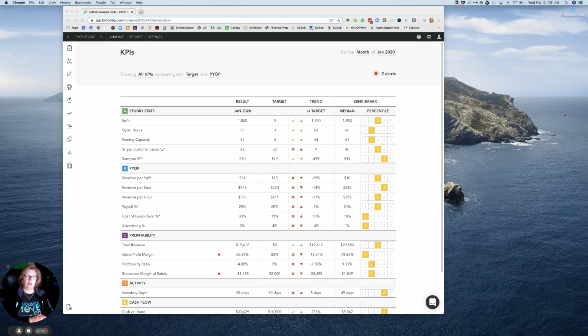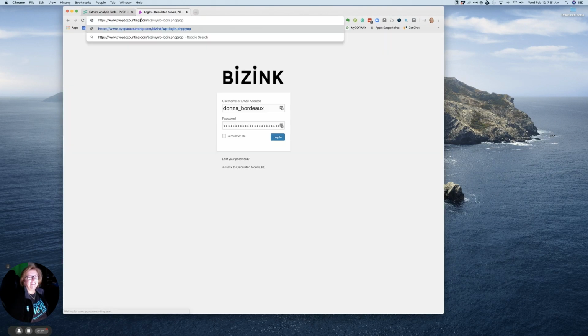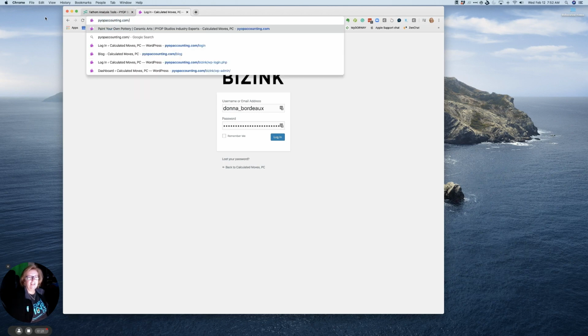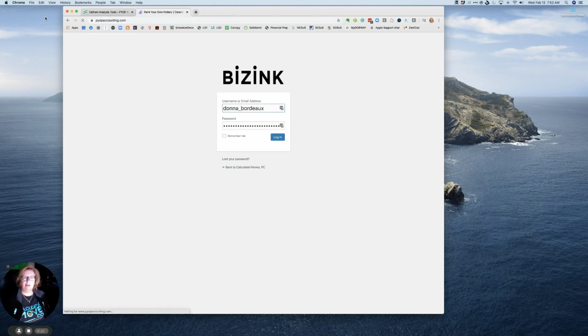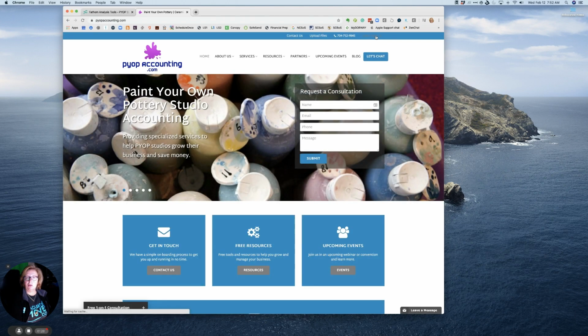So first off, if you go to fathomhq.com, you can log in. If you forget what that is, just go to our website at PYOPaccounting.com, and in the upper right corner, click on Client Tools, and you'll see the login there directly that will take you to Fathom.